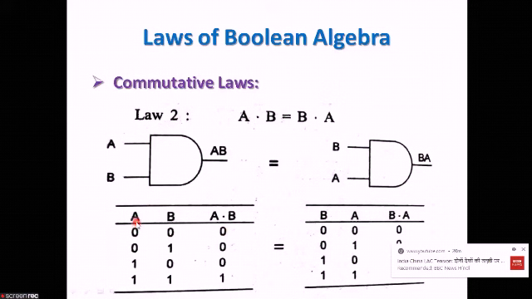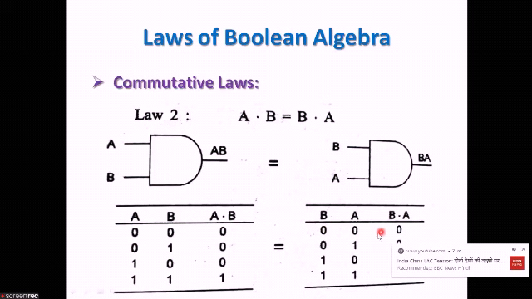Now see here, A and B are the two inputs and A dot B is the output. Just look here: 0, 0, the output is 0. 0, 1, the output is 0. 1, 0, the output is 0. 1, 1, the output is 1, because we are just doing the multiplication. So the combinations of the outputs are 0, 0, 0 and 1. Now look at the second truth table. Here the first input is B and the second input is A and the output is B dot A. Now see the combinations: 0 and 0, the output is 0.